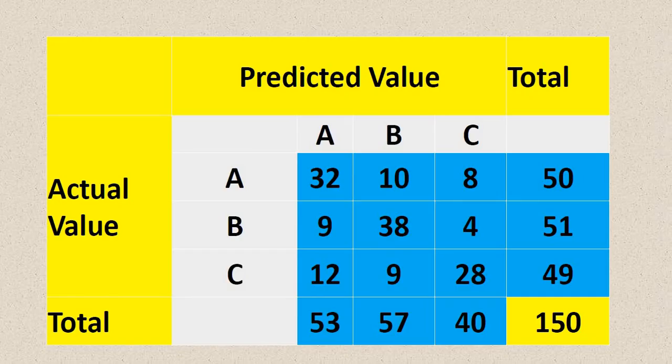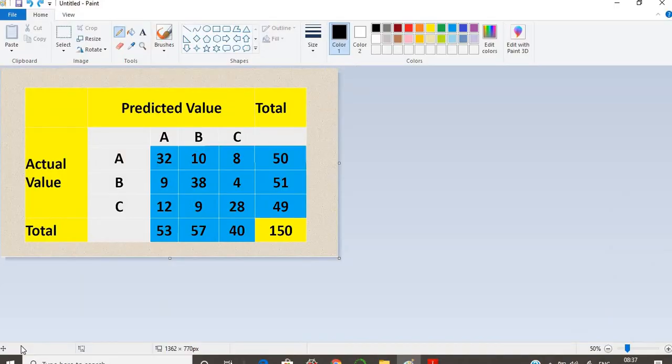So now let us say this is our confusion matrix. If we want to calculate the precision, this is our confusion matrix, right? Horizontally, this is the actual instance, and vertically this is the predicted instance. There are a total of 150 instances, and for class A the actual instance is 32 and the predicted instance is 32. So this is my true positive.